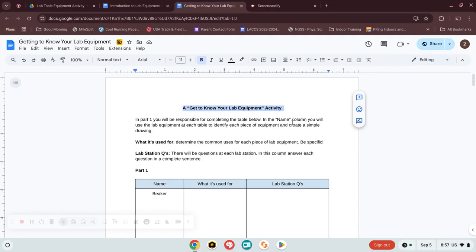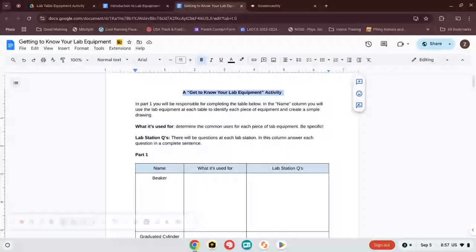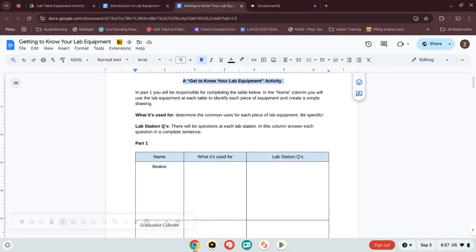Basically, your goal is to get to know your lab equipment. To do that, you're going to do a couple different things. First, you're going to put on your safety goggles, hopefully wearing pants and closed-toed shoes.